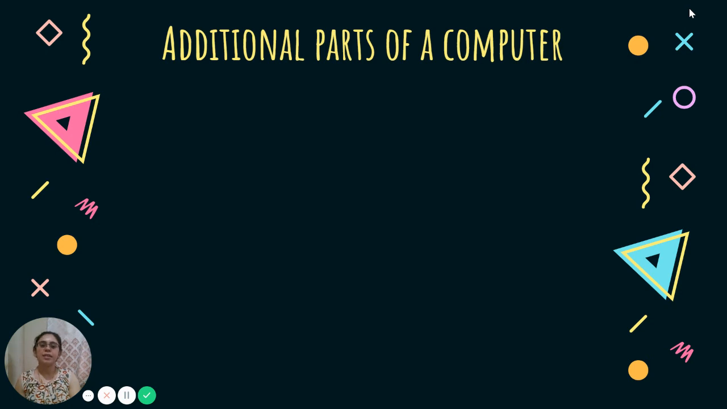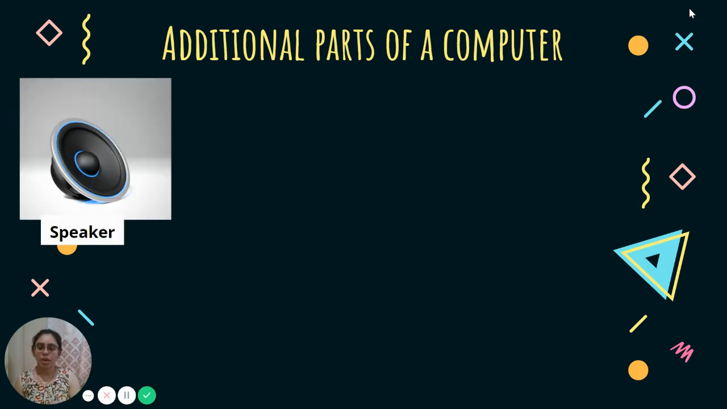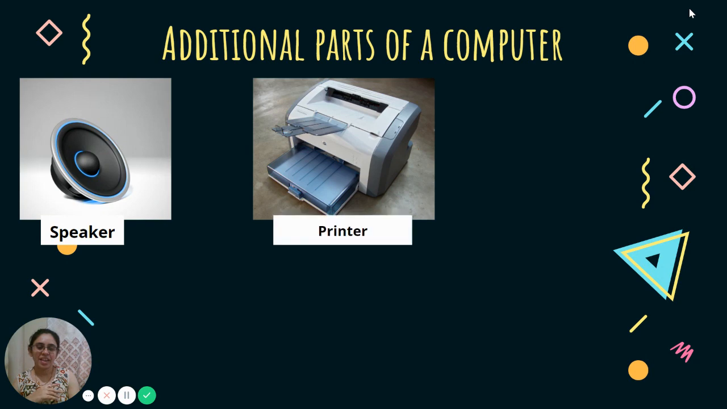Now, let us see some additional parts of computer. All those parts which we can connect externally to a computer are called additional parts of a computer. This is called the speaker. Speaker is used to make the sound louder. We usually use it to listen to the music. And this is called the printer. Printer is used to print the important pages or the documents on the paper. So, in short, we can say printer prints on the paper.